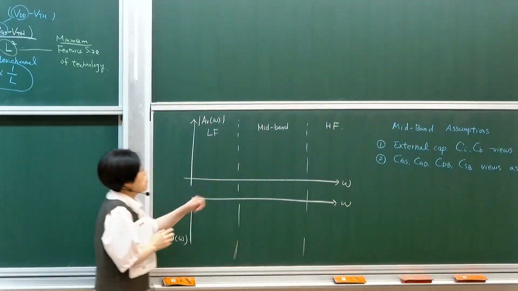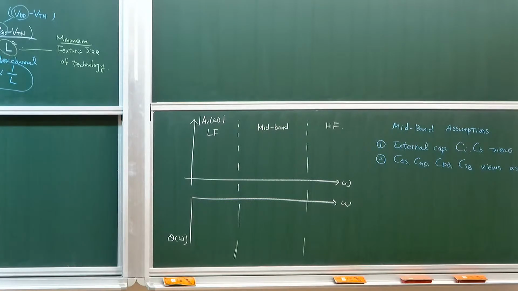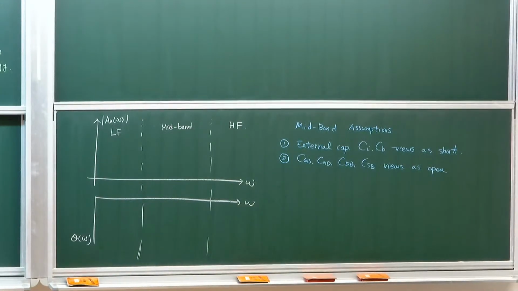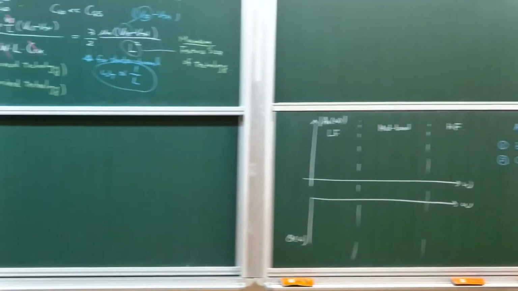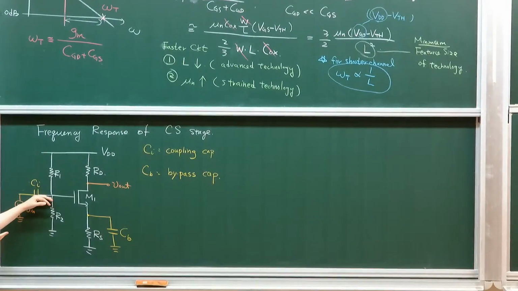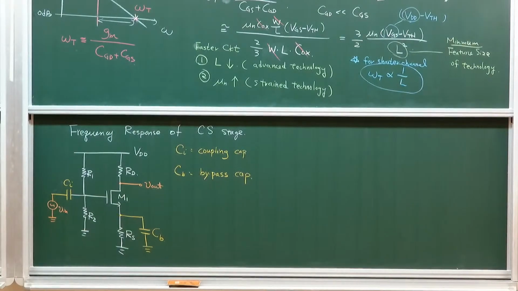So what do you expect your mid-band gain to be? What do you think? Any thoughts? If you look at the circuit, this is short. Your input, this is short. So what is your gain? Common source. What is it? Any thoughts?